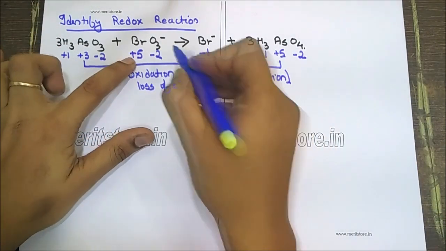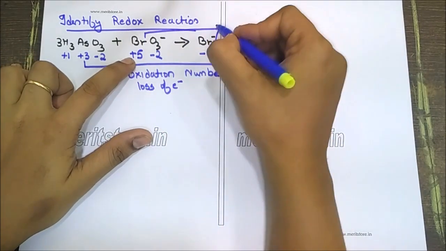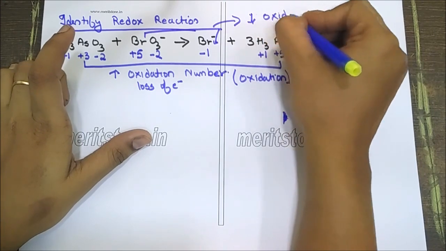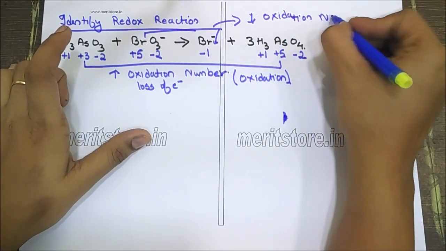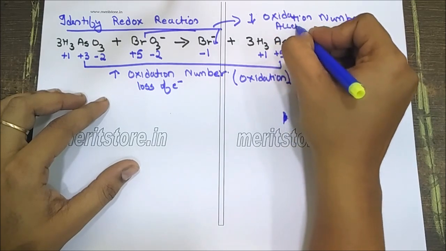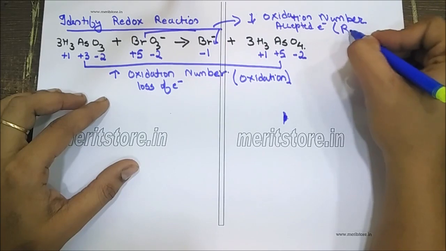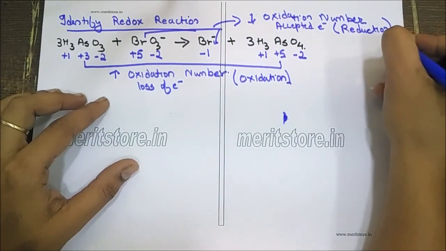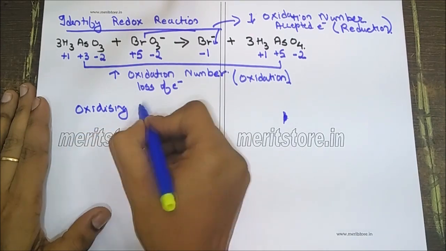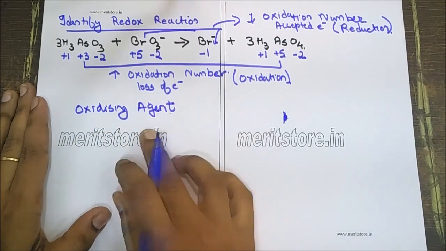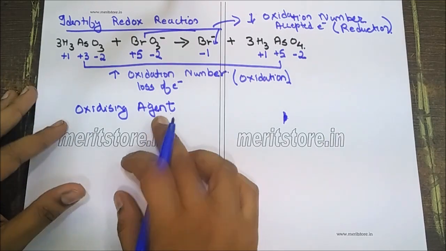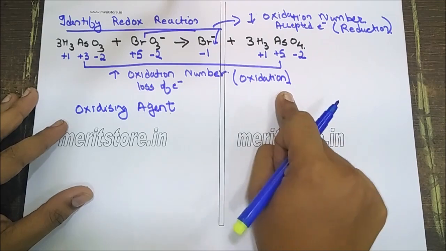Now look at bromine. Here, bromine, there is a decrease in oxidation number. Now a decrease in oxidation number means it has accepted electrons, which means it has undergone reduction. So if we have to identify which is an oxidizing agent, now recollect, an oxidizing agent itself undergoes reduction, it causes other substances to undergo oxidation. So bromine has itself undergone reduction and it has caused the oxidation of As.